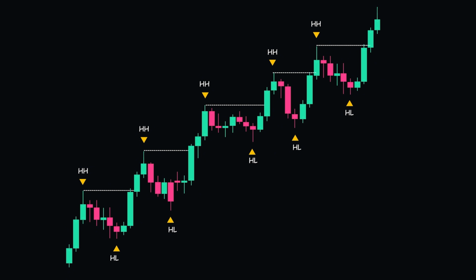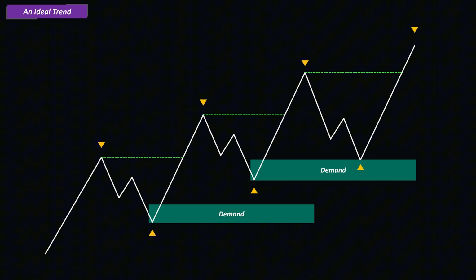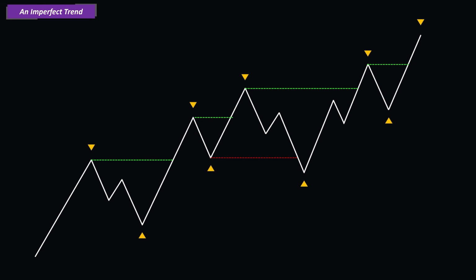But not all trends are equal. Ideal and imperfect trends. An ideal trend is smooth, clean, and respects the structure clearly. Pullbacks are controlled, and the price reacts nicely at key levels. An imperfect trend, on the other hand, is messy. You may see deeper pullbacks, fake changes of character, and choppy structure.